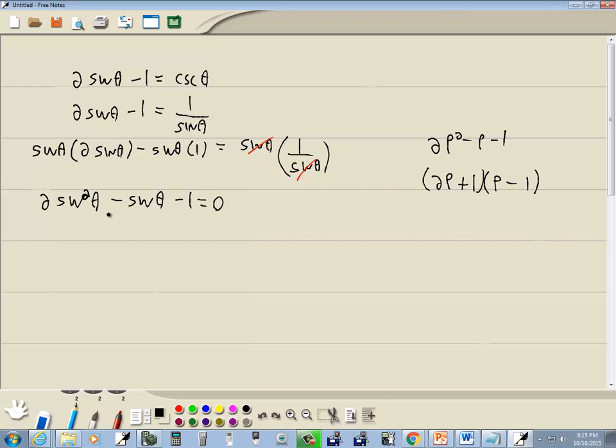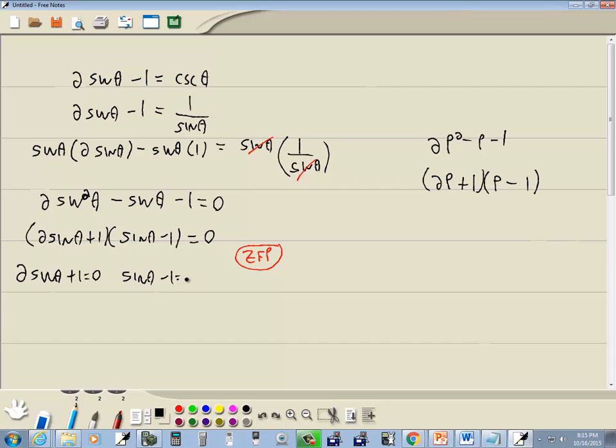But we don't have p over here, so we put the sine back in. So this becomes 2 sine theta plus 1, and this will be sine theta minus 1. Now the zero factor property says if you get 0 on one side and you factor the other side, you set each factor equal to 0. So I'll set 2 sine theta plus 1 equal to 0, and I'll set sine theta minus 1 equal to 0.